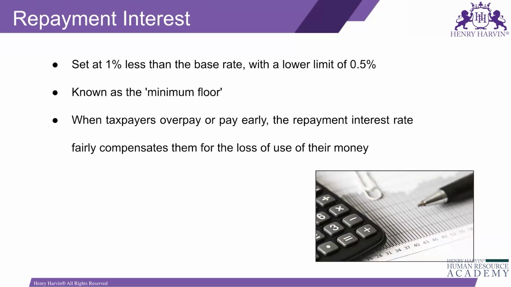Then repayment interest is set at 1% less than the base rate with a lower limit of 0.5%. It depends on the situation, known as the minimum floor, 0.5%. When taxpayers overpay or pay early, the repayment interest rate fairly compensates them for the loss of use of their money, which is with HMRC.